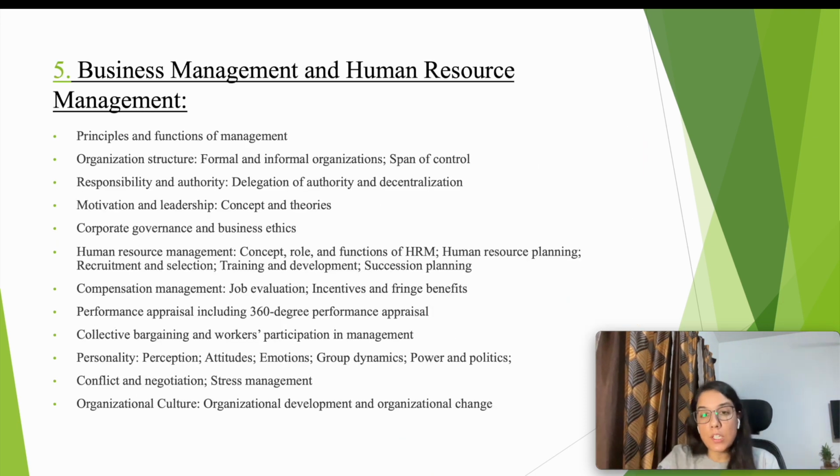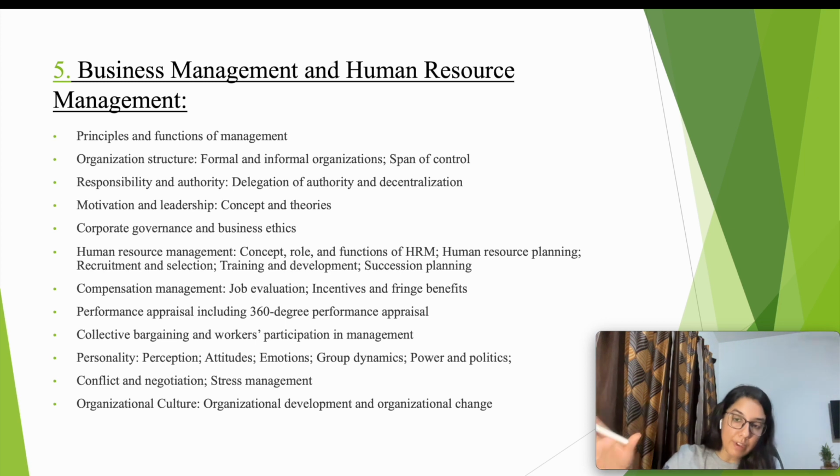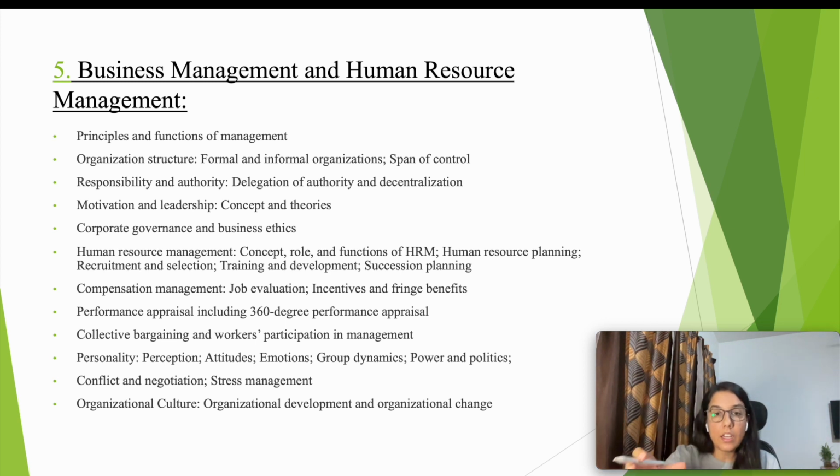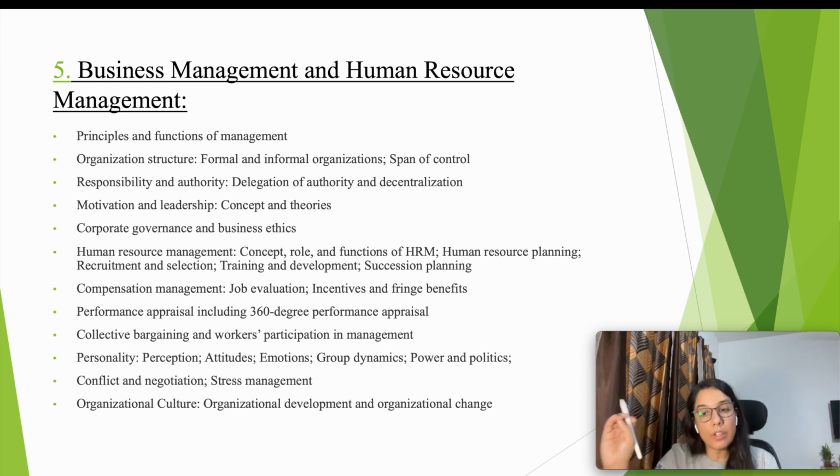Then coming to business management and human resource management, this is very important, I would say. Here it's very, very important that you should know what span of management is. Motivation and leadership theory is very, very important. Being commerce students, we come across the motivation theories very well: Maslow, Herzberg, Vroom's expectancy theory. But leadership theory we don't come across.